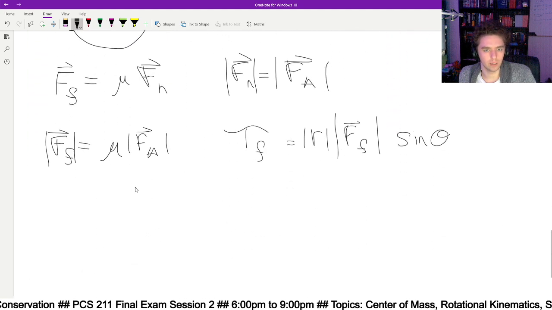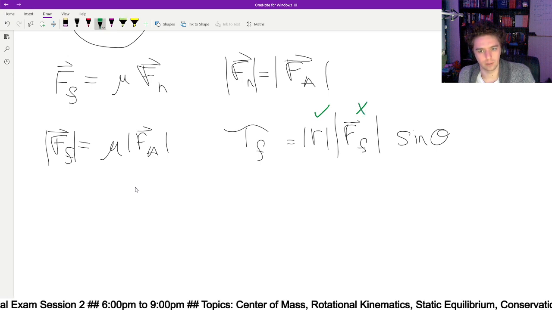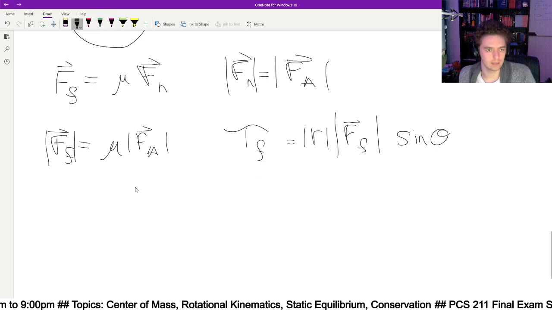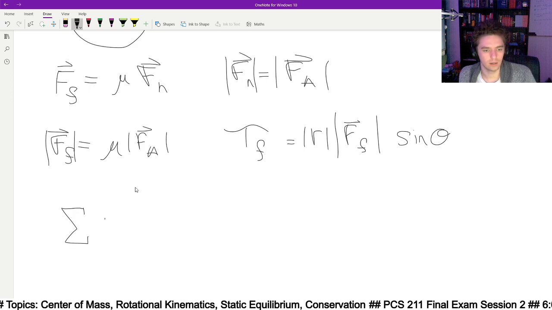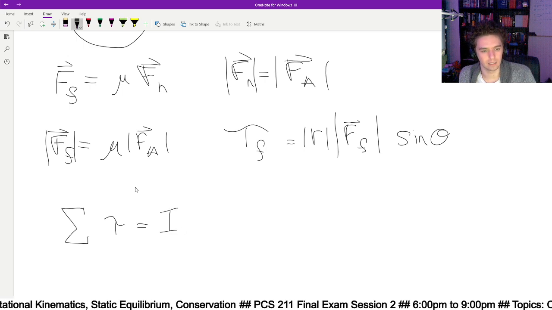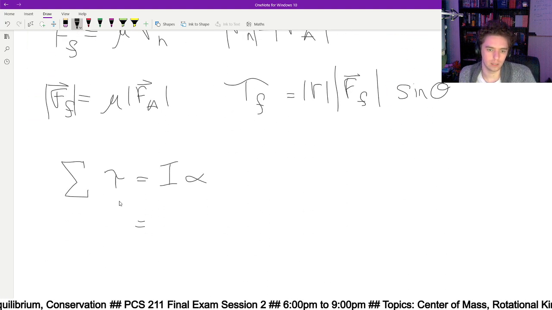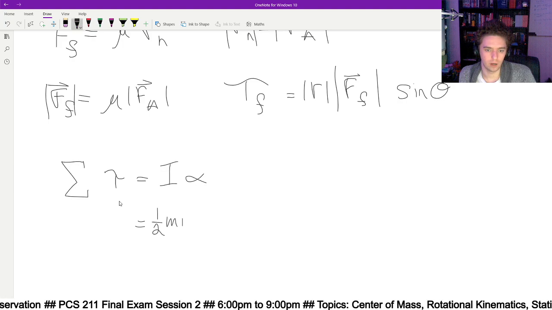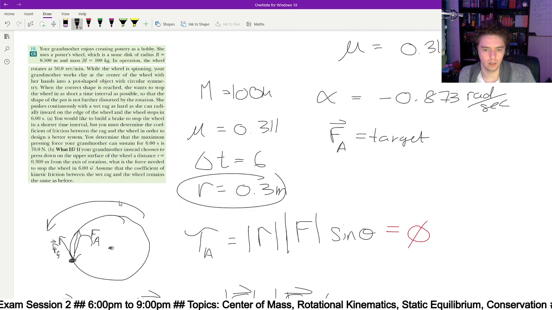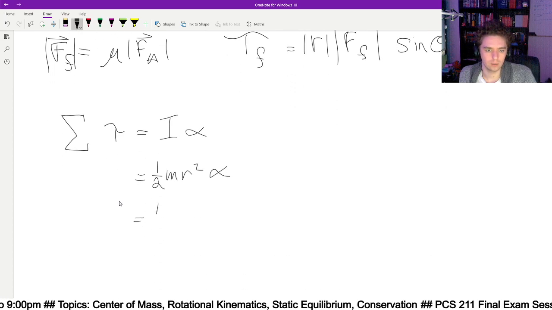Well, what do we know here? We know R. This is one of our unknowns, so it's okay that we don't know it. We don't know the torque from friction, but there is a way for us to find that still, because the net torque is equal to the inertia times the angular acceleration, and the inertia is 1/2 mr squared, and the angular acceleration is the angular acceleration. We know all those things. We know r, we know m, and we know the angular acceleration, right?